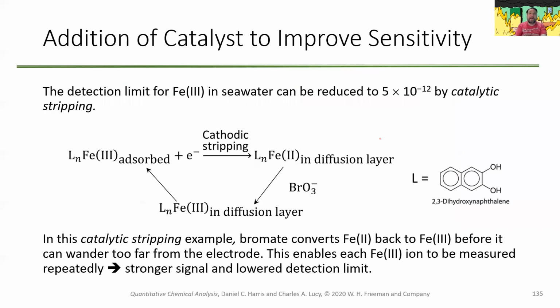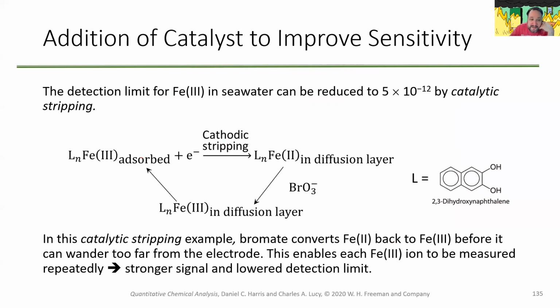The detection limit of iron 3+ in seawater can be reduced to 5 times 10 to the minus 12 by catalytic stripping. So here you've got some cathodic stripping. In this catalytic stripping method example, bromate is going to convert your iron 2+ back into Fe3+ before it's going to wander too far from the electrode, which enables you to have each iron 3+ measured repeatedly, right?